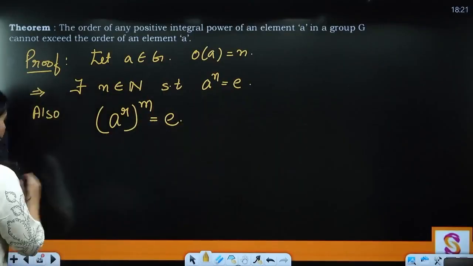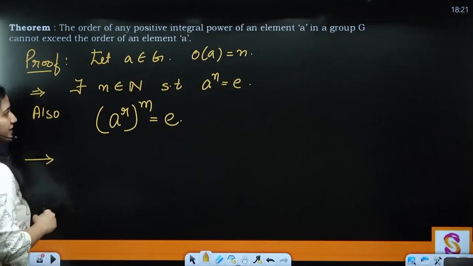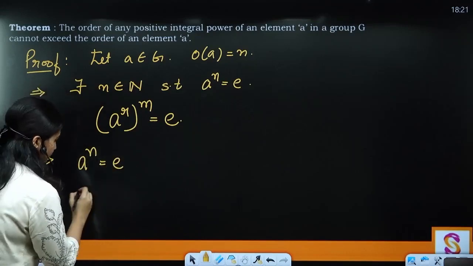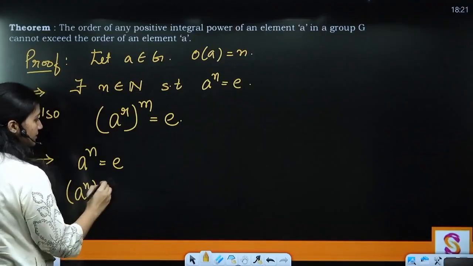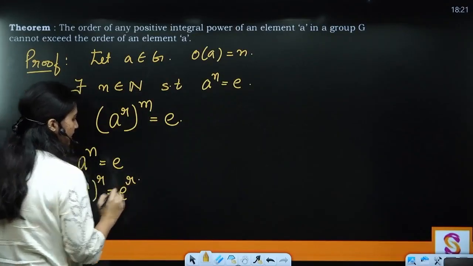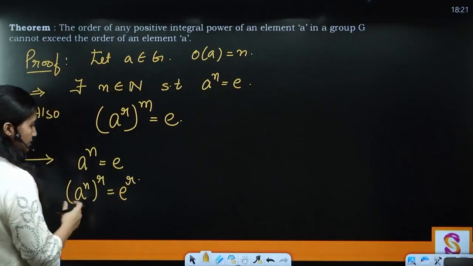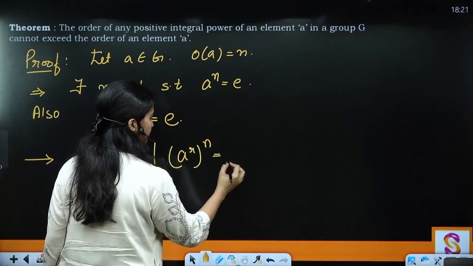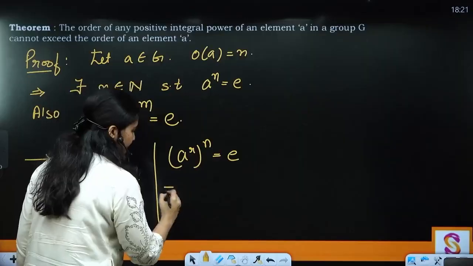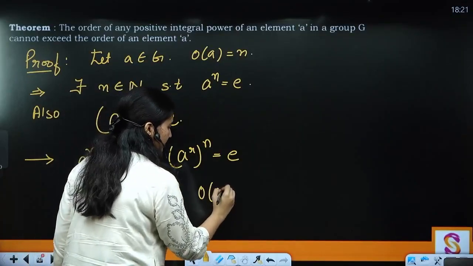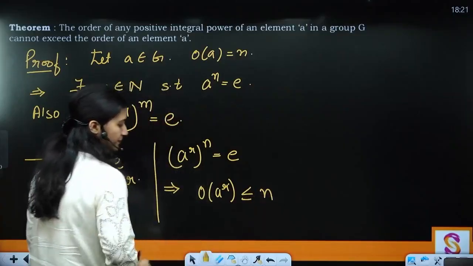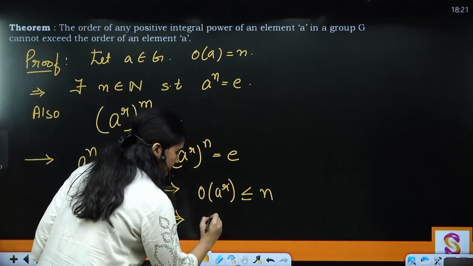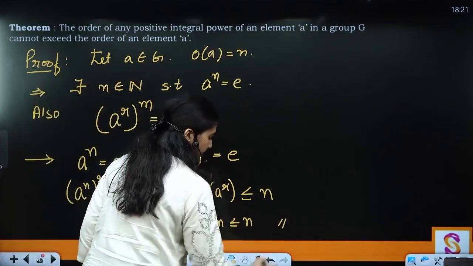Clear? Now just pay attention, it is very easy, फटाफट से prove हो जाएगा. So let's take a raised to the power n equals e. (a^n)^r and e^r. Can I write it like this? Right. Now this is going to be what? (a^r)^n equals e. Now from this equation, can I say that order of a^r is less than or equal to n? And what is order of a^r? That is m. So that means m is less than or equal to n. Hence proved, right?